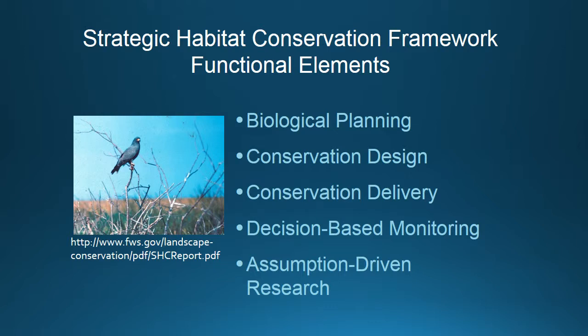Strategic habitat conservation has 5 essential framework functional elements. These include biological planning, conservation design, conservation delivery, decision-based monitoring, and assumption-driven research.